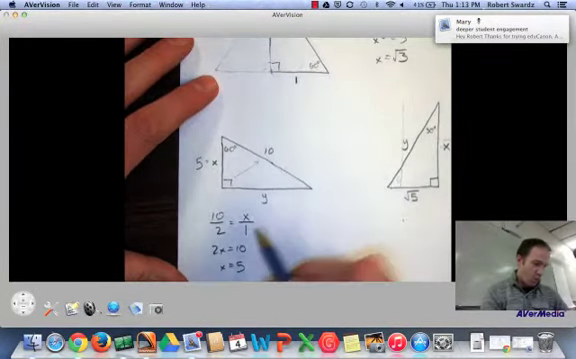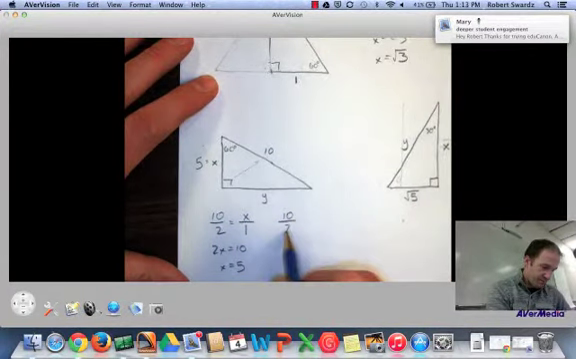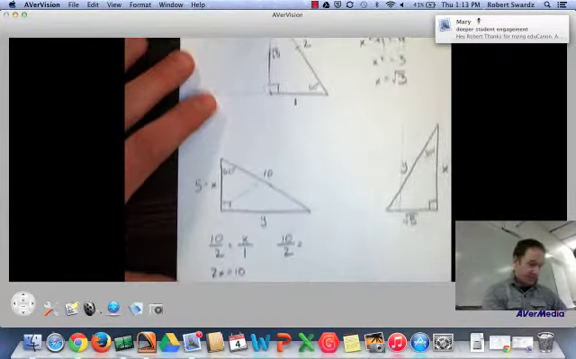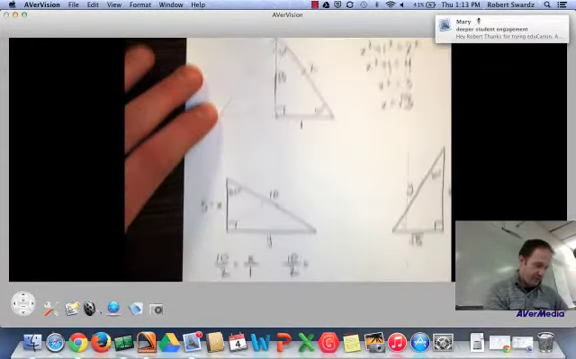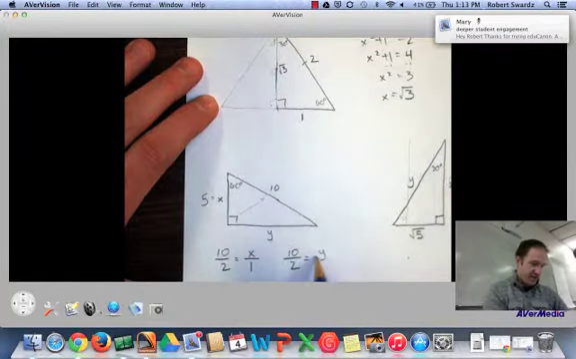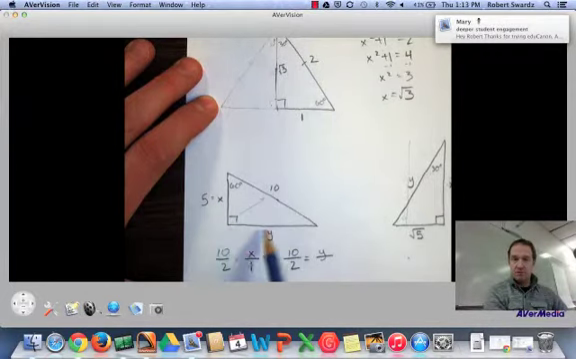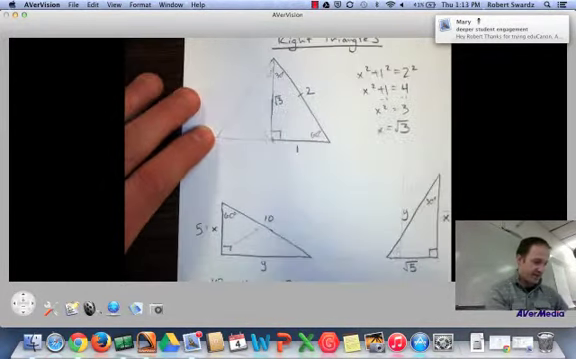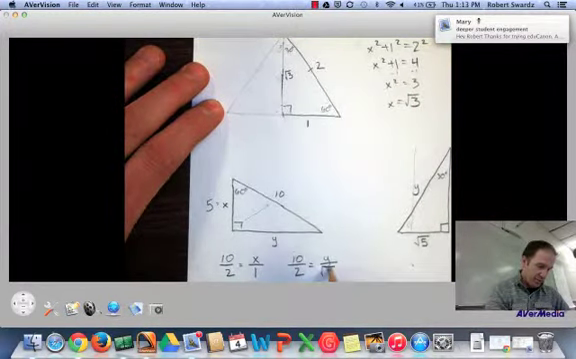Let's find y here as well. We can use 10 over 2 again. So 10 is the hypotenuse here, 2 is the hypotenuse here, so 10 over 2. And if we're going to find y, it's going to go there. And y is not the hypotenuse and it's not the shortest side, but it's this middle side in length. And that's the square root of 3 here. So we're going to put y over the square root of 3.